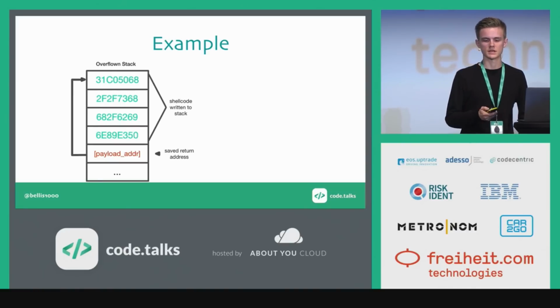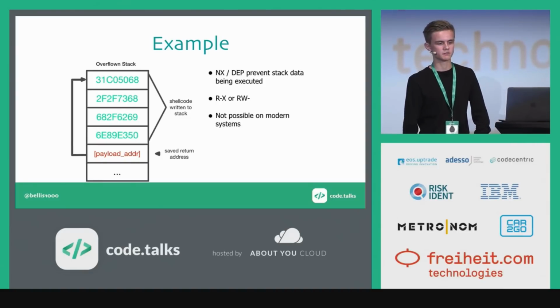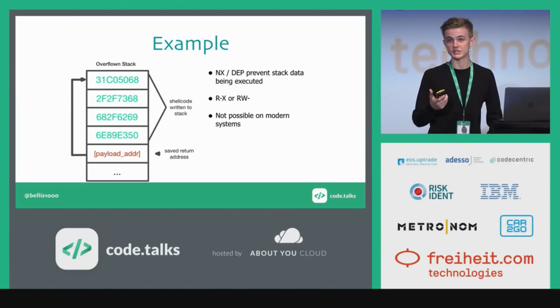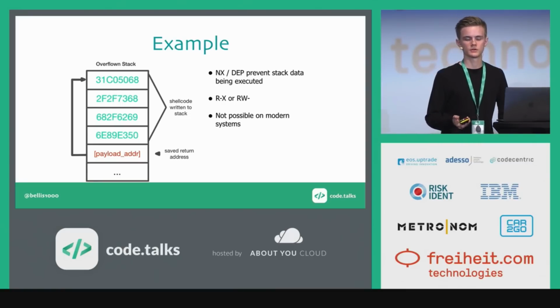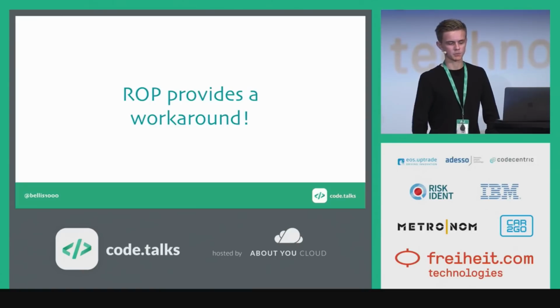But on a modern system, as I said, we have data execution prevention, which essentially prevents any data from ever being executed. This works by disallowing memory pages to be both writable and executable at the same time. So you can only have read and execute, or read and write. So that's obviously not possible on any modern systems today. So if you actually want to execute a payload on a modern system, you have to use ROP, and that's how it provides the workaround.